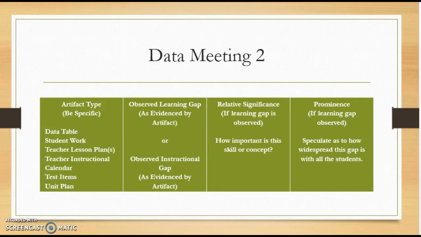Data meeting 2 consisted of our artifact tracking sheet, and this is when we identified each measurable issue as an observable learning gap or an observable instructional gap, and we identified their relative significance and their prominence in the classroom.